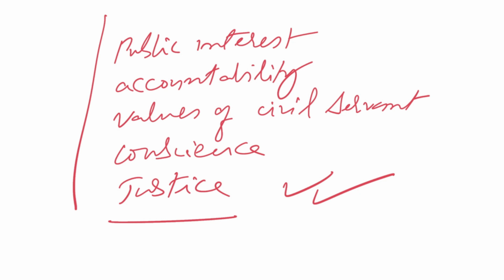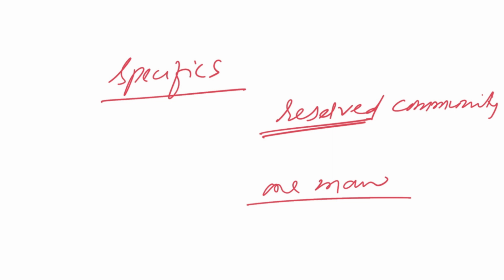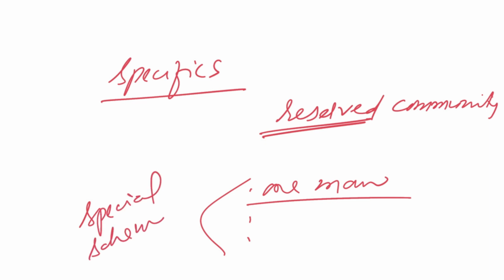But anyway, pay attention to the specifics of the question also. The specifics is that the couple doesn't belong to a reserved community. So one can argue that benefits to the reserved community may be diluted, but in this case there is only one man. But if there are more people like that, then there can be an argument for a special scheme. But this is not the case. So like this you can pay attention to the specifics.